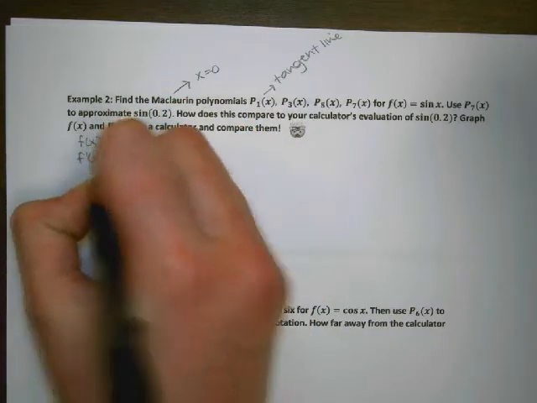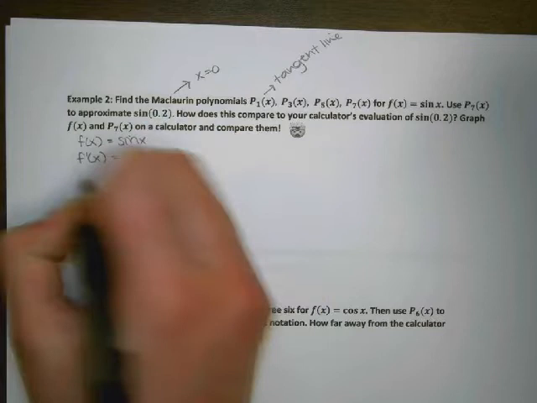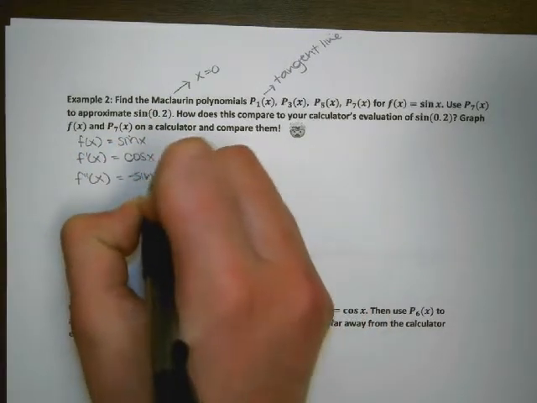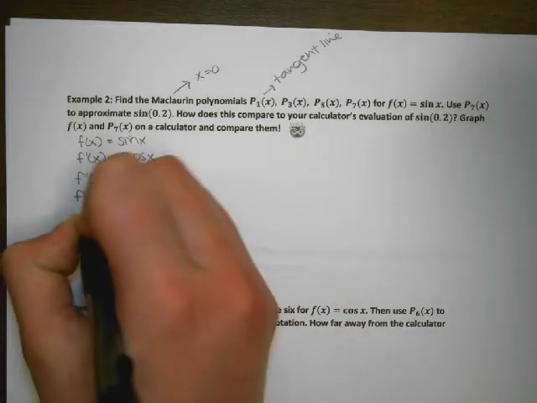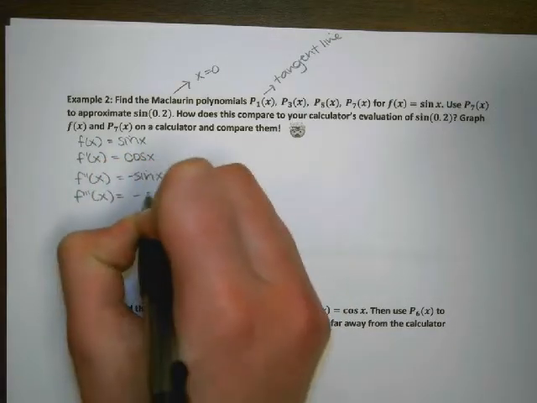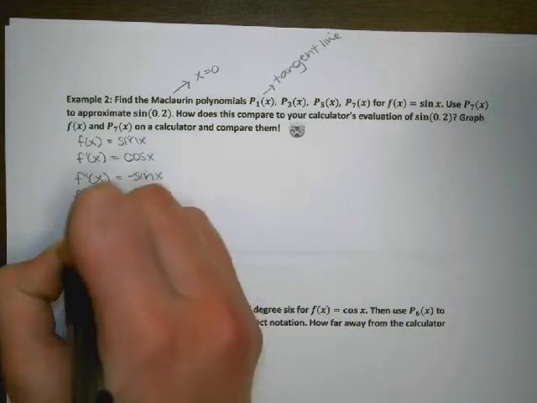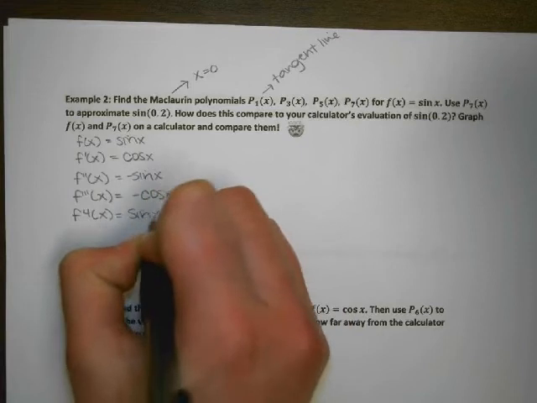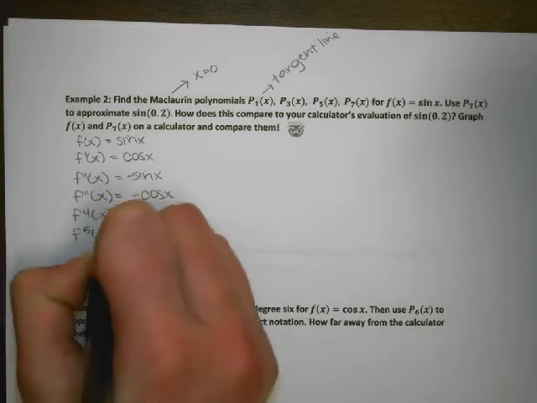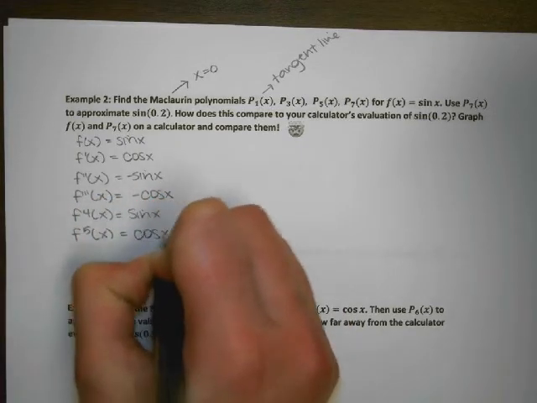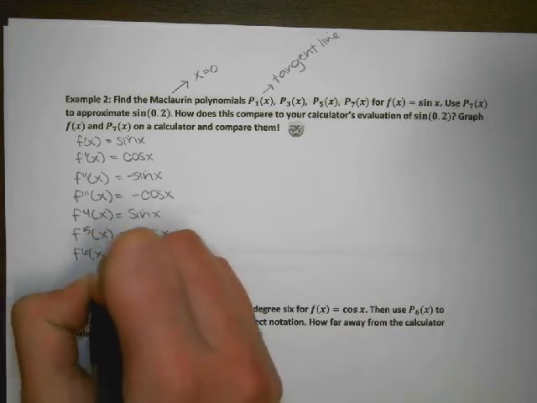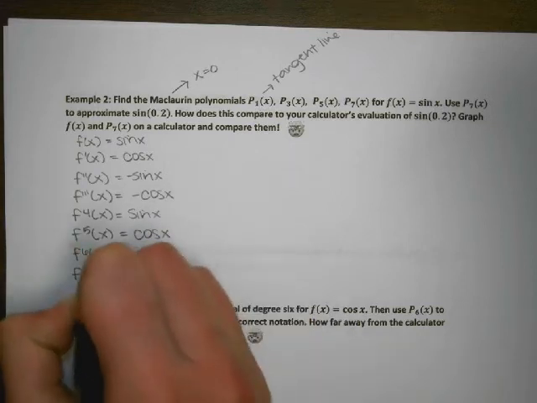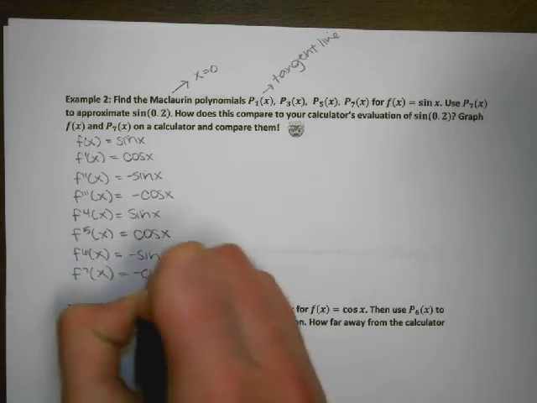The first derivative is cos. The second derivative, cos is negative sine. The third derivative is negative cos. The fourth derivative would be positive sine. The fifth derivative would be cos. The sixth derivative would be negative sine. And then the 7th derivative would be negative cos.